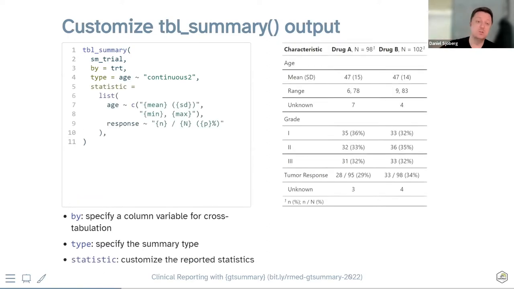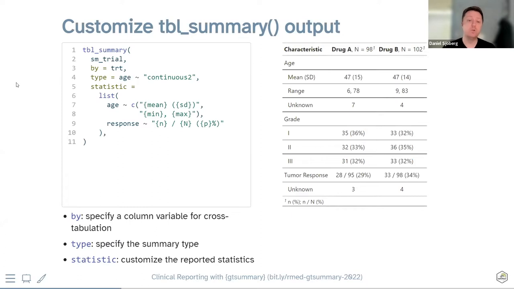The next thing we're going to do is change the statistics that are displayed. So again, here we're going to change for age rather than median IQR. We want to show the mean right here and standard deviation. And then on the next line, we want the min and the max. For tumor response, rather than just having the number of patients who responded and the proportion, we are going to show the number who responded and the denominator and the proportion in parentheses. So that's what you're seeing on the right side.